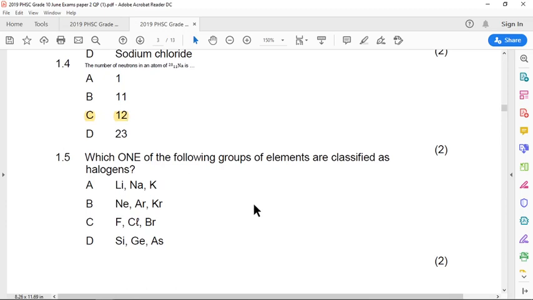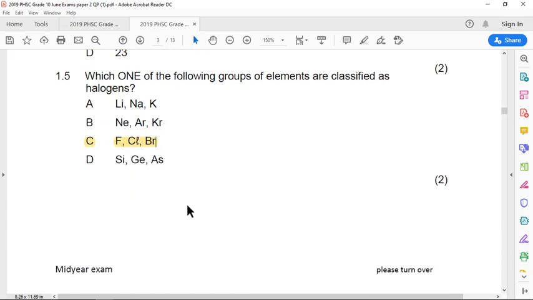Which one of the following groups of elements are classified as halogens? Lithium, sodium, and potassium are the alkali metals. Neon, argon, and krypton are the noble gases. Silicon, germanium, and arsenic are metalloids. So it leaves fluorine, chlorine, and bromine. This is something you have to learn. If you don't learn it, you just lose 2 marks.